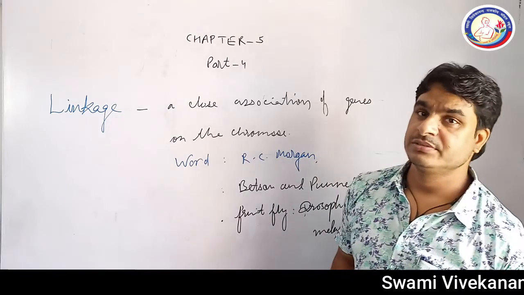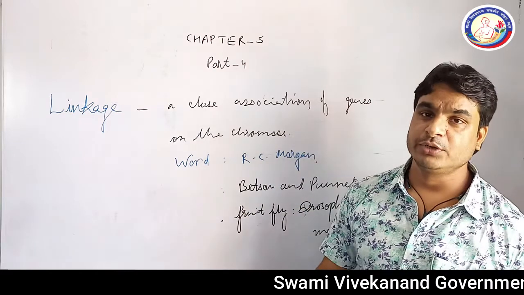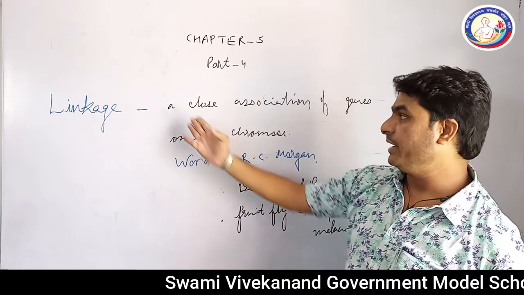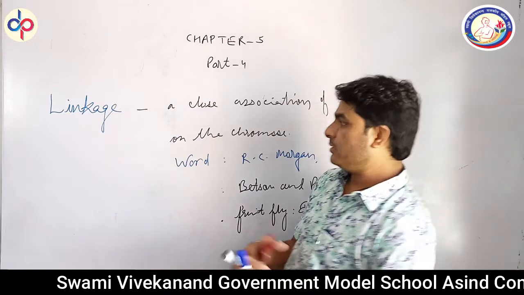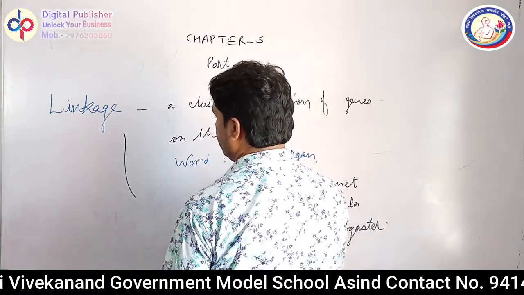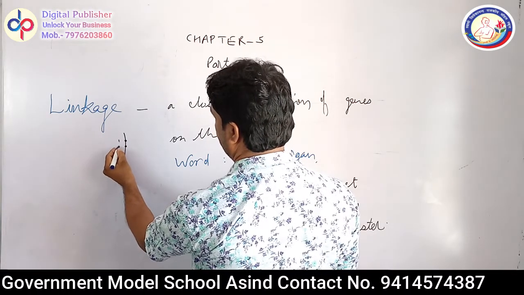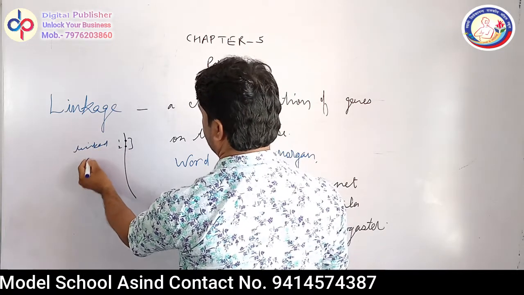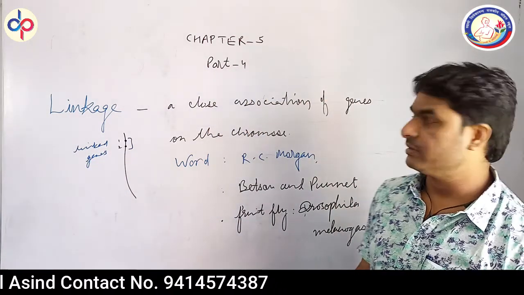Today we will start part number 4 of chapter number 5, and today's topic is linkage. First of all, what do you mean by linkage? Basically, it is a close association of genes on the chromosome. Suppose this is the chromosome and these are the two genes here. This is gene number 1, this is gene number 2. These two genes are known as linked genes, and their inheritance will show the linkage.